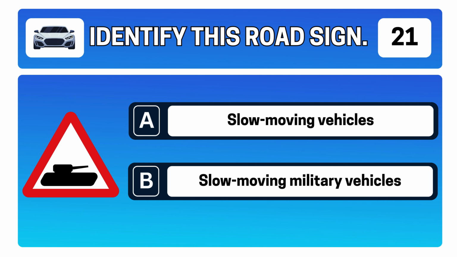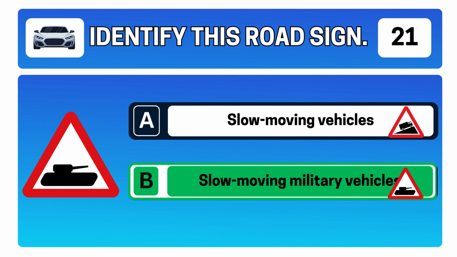Identify this road sign. A. Slow-moving vehicles. B. Slow-moving military vehicles. Correct. It is the slow-moving military vehicles sign.